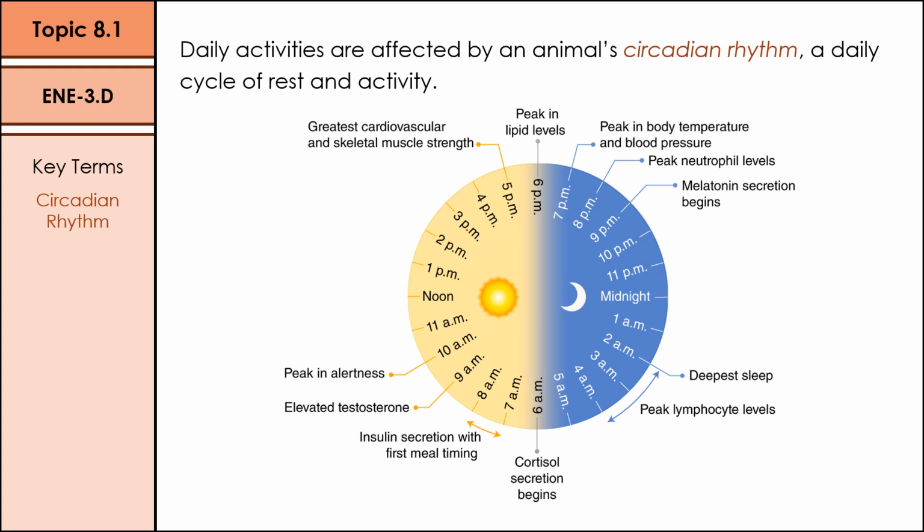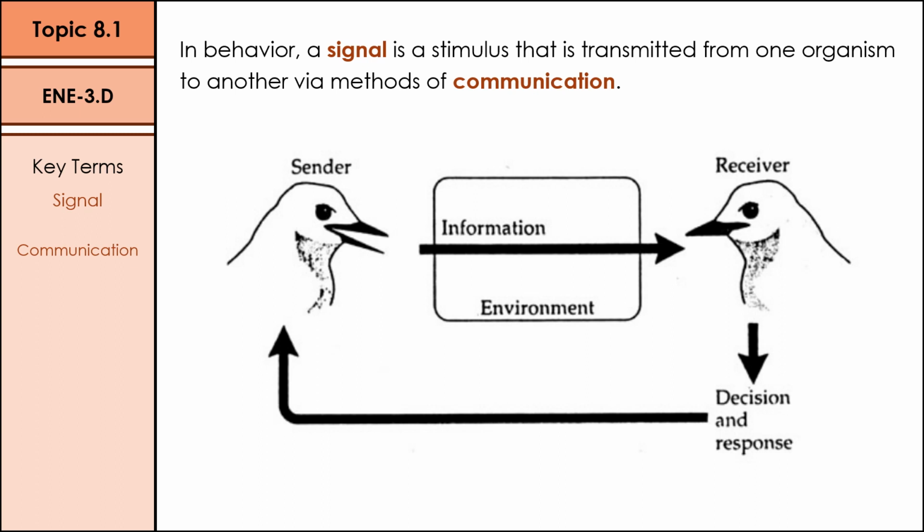But that is another great example of a circadian rhythm. And all of what we've talked about so far, we're talking about this communication pathway where we are receiving a signal that is a stimulus and we are responding in turn.